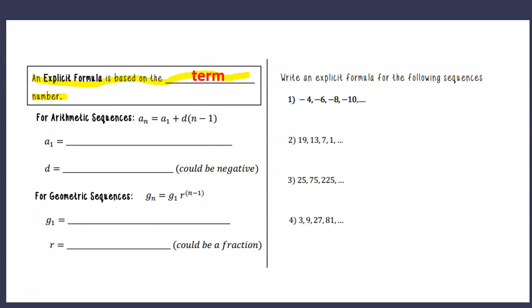All right, so first bullet point: an explicit formula is based on the term. Then for your next bullet point, write this down. The arithmetic sequence explicit formula is as listed. And we read that: a sub n equals a sub 1 plus d times n minus 1.